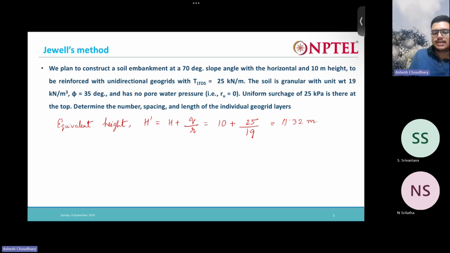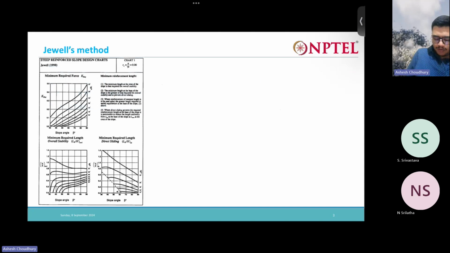Now the next thing that we have to find is the force that is coming, the lateral pressure, the lateral force. For that we need the lateral earth pressure coefficient K. Now from where can we calculate K? So Jewel actually gave some charts from where we can calculate this. We already solved a similar kind of problem in yesterday's session also, so this should be very clear to you.